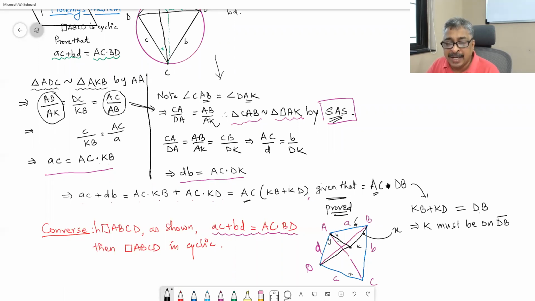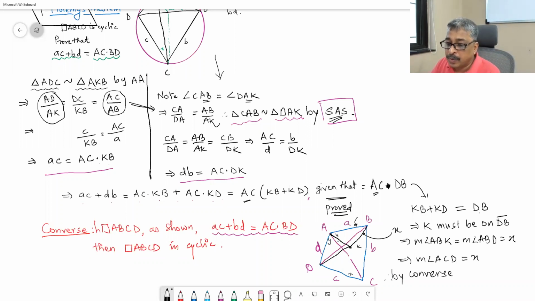Therefore, measure angle ABK, which was X, now becomes measure angle ABD equal to X. Implies measure angle ABK is equal to measure angle ABD, which is equal to X, and therefore we have measure angle ACD is also X. Hence by converse of inscribed angle property, quadrilateral ABCD is cyclic.